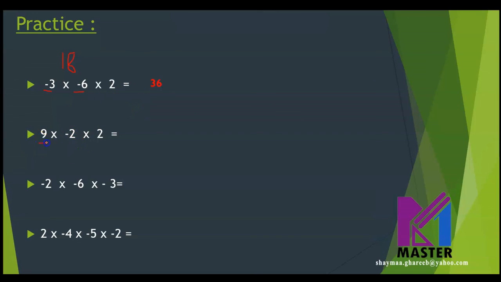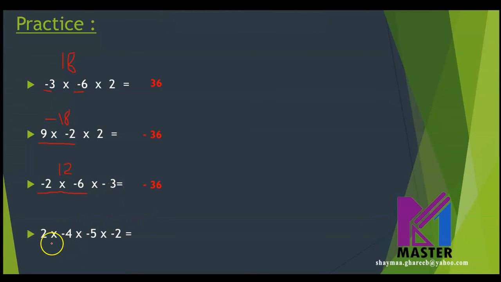Second one, the first 2 numbers together give negative 18. Then negative 18 times 2 gives negative 36. The first 2 numbers together, negative 2 times negative 6. The answer is 12, which is a positive number. Then 12 times negative 3 equals negative 36.